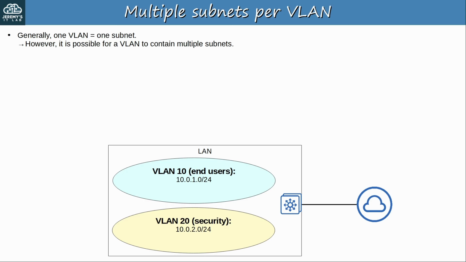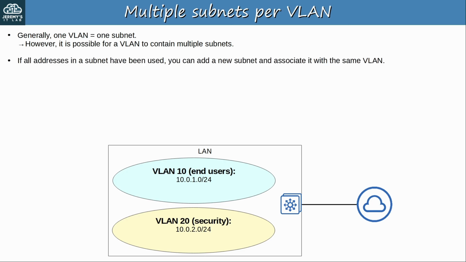Generally, one VLAN equals one subnet. However, as you progress in your studies, you'll find cases where general rules you learned in the CCNA are broken. So, when would we use multiple subnets per VLAN? If all addresses in a subnet have been used, you can add a new subnet and associate it with the same VLAN. For example, in the diagram below, I show two VLANs. VLAN 10 is for end users, and VLAN 20 is for security devices like cameras, door locks, etc.